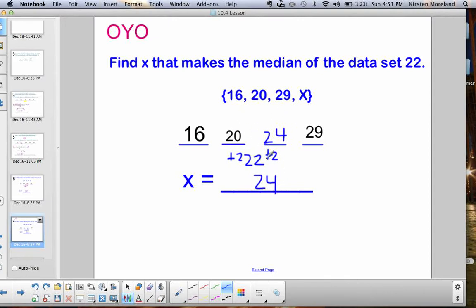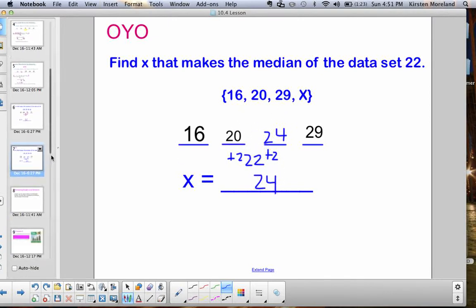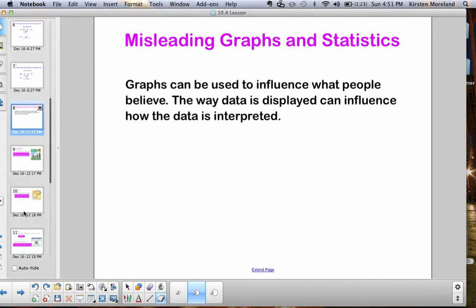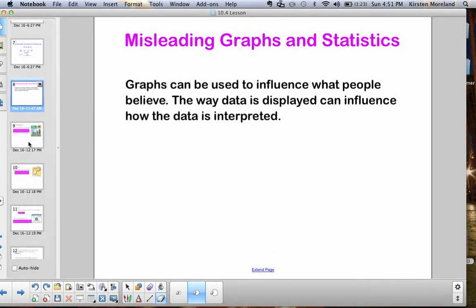Smack in the middle of 20 and 24 is 22. All right, we'll do a few more of those in class. We're now going to move on to misleading graphs. I'm going to show you 3 graphs that are pretty basic, and you're just going to have to tell me what's wrong with them.